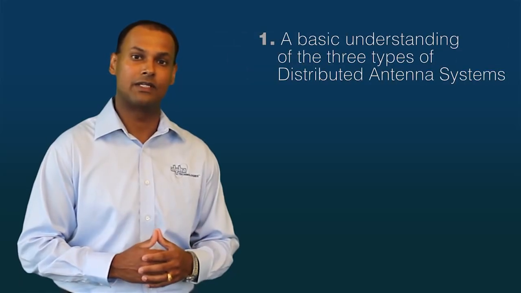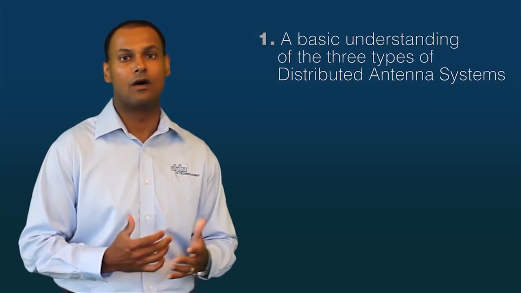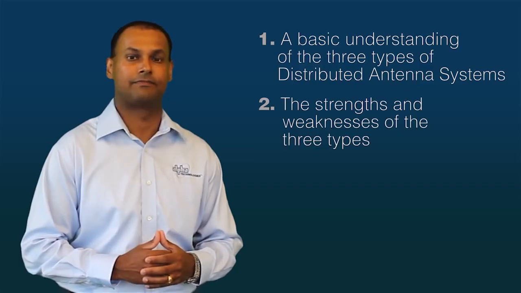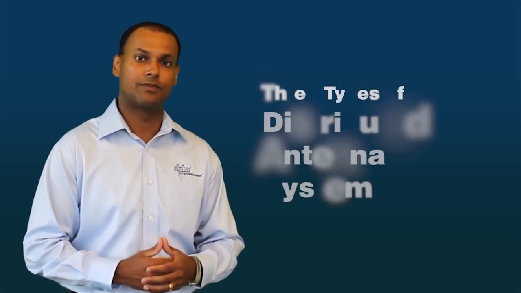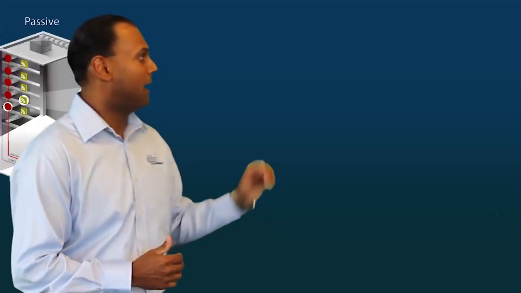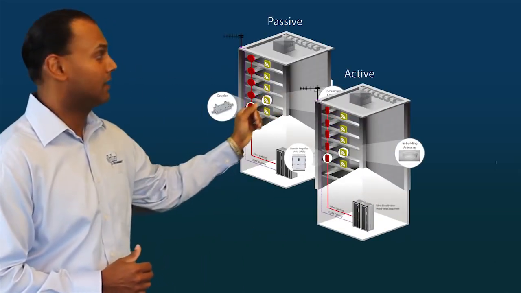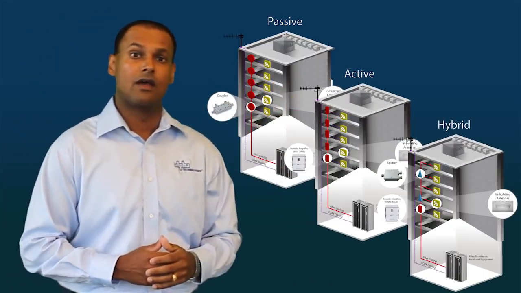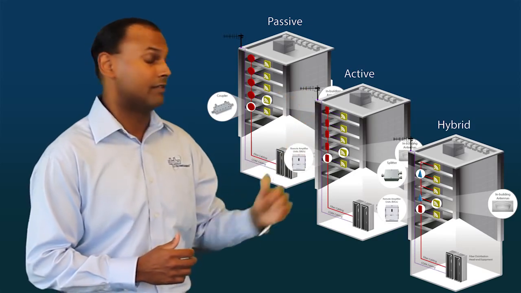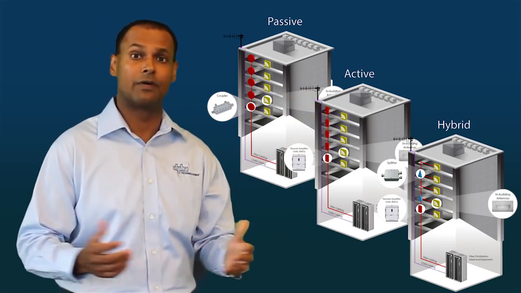In this video tutorial, you'll gain a basic understanding of the three types of distributed antenna systems along with their strengths and weaknesses. The three types of distributed antenna systems are passive, active, and hybrid. Here we have a visual representation of the three DAS architectures, which I'll now explain.